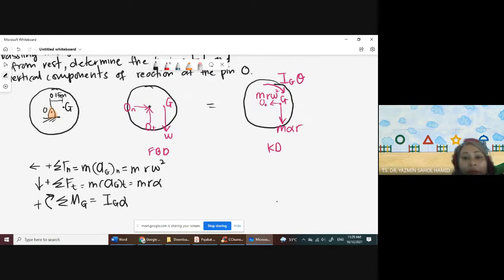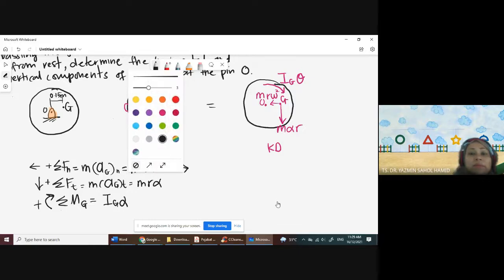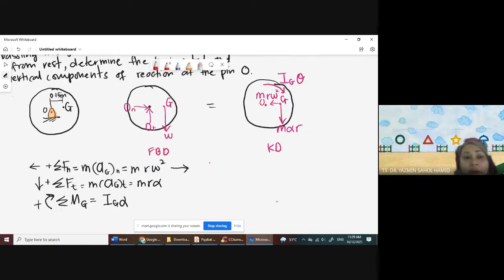So if we look here, if we write down the equation involved, so what do you have in the direction of Fn? In the free body diagram, Fn ada apa? ON. Yes, kita ada ON. ON tu akan jadi positif ke negatif? Negative. Okay, negatif ON equals to apa? Mass dia berapa? 25. Okay, kali R 0.15.